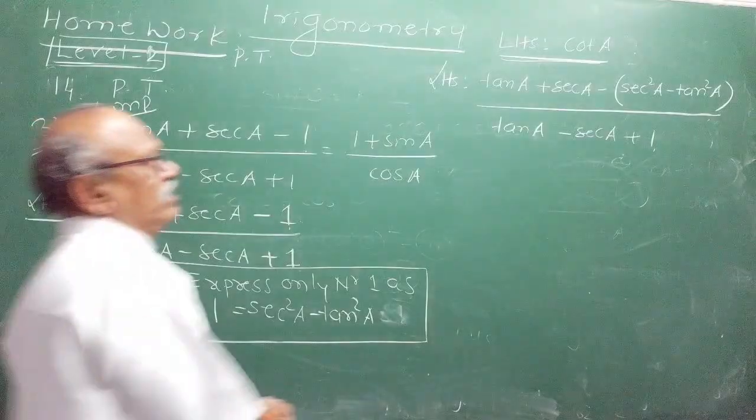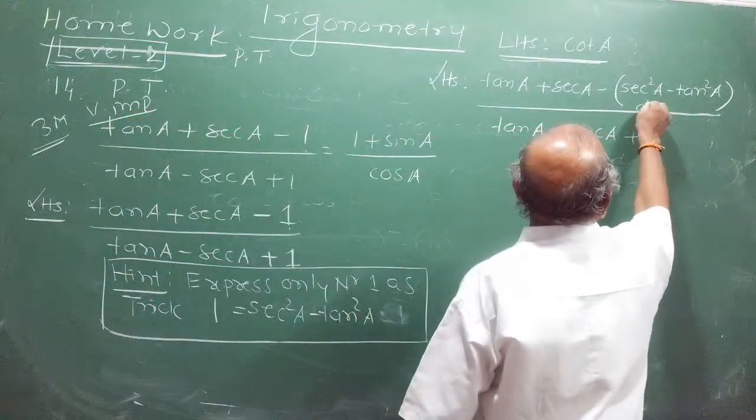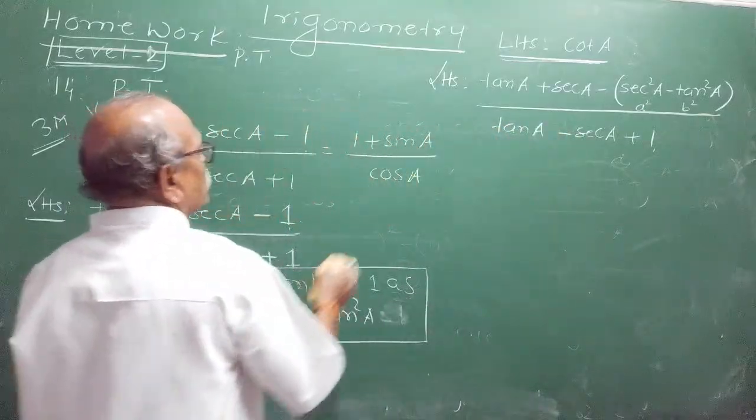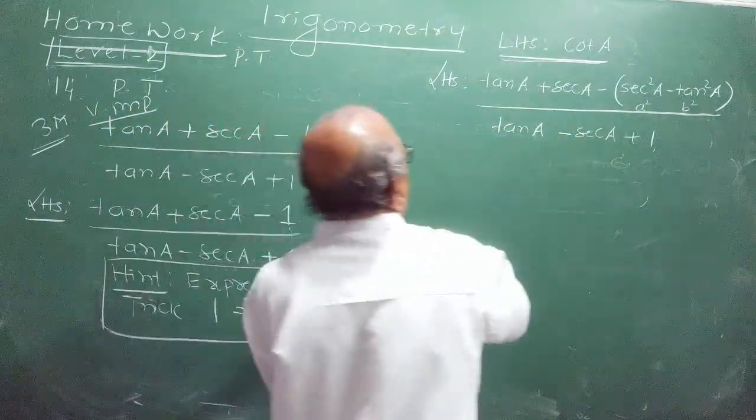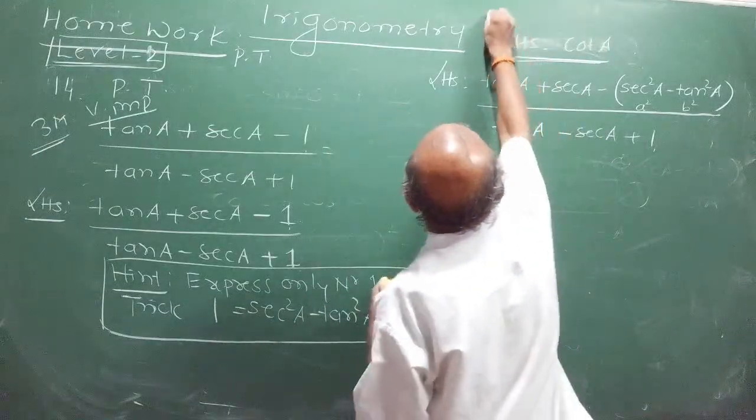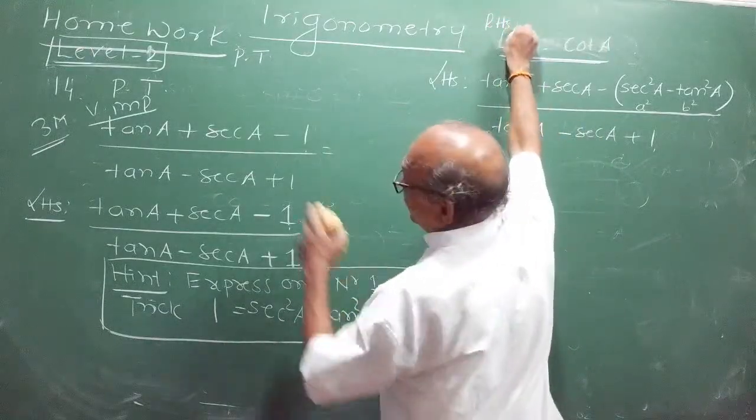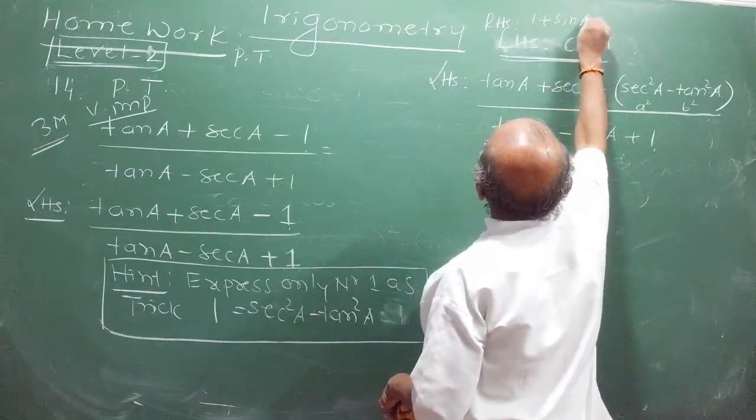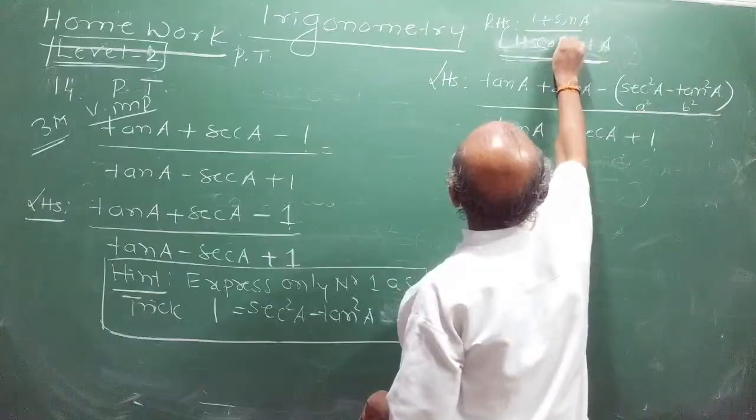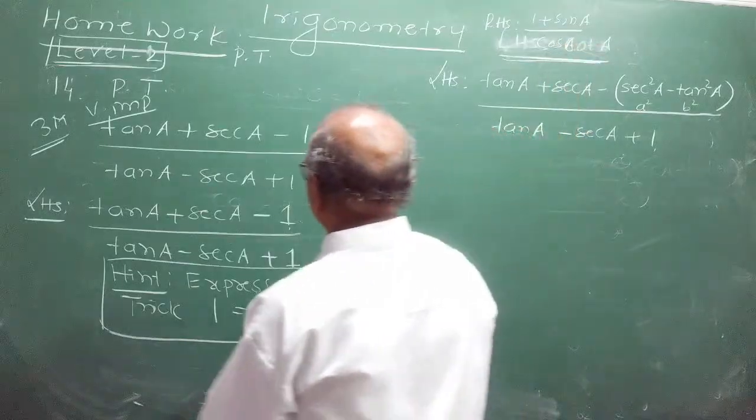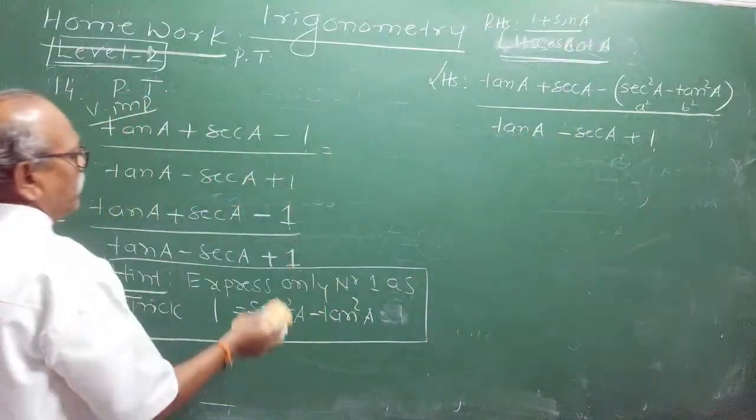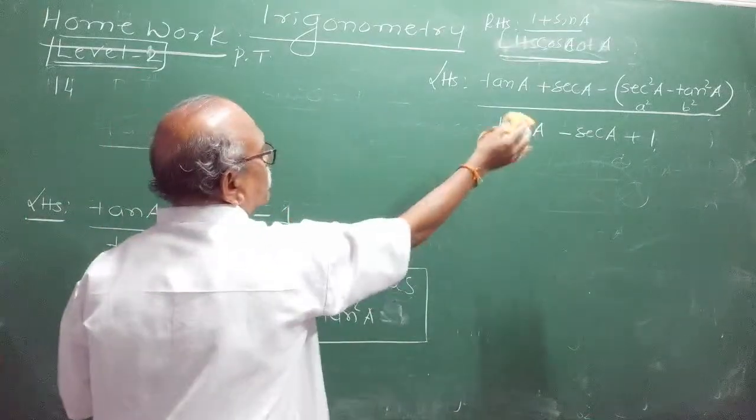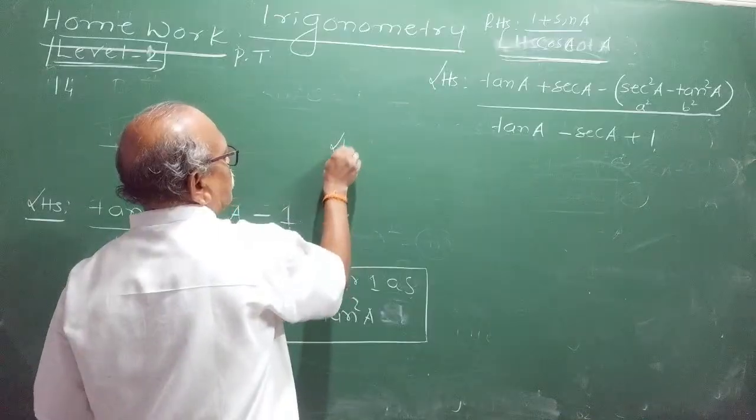Now how can you write this? Is it not in the form of A square minus B square? You can write it in the form of A plus B, A minus B. This RHS, 1 plus sin A upon cos A, I will write on the top, so that I can rub this part. What is to be proved? We have to prove the result. Because I need some place here, let me rub this part, because I want to express the LHS.